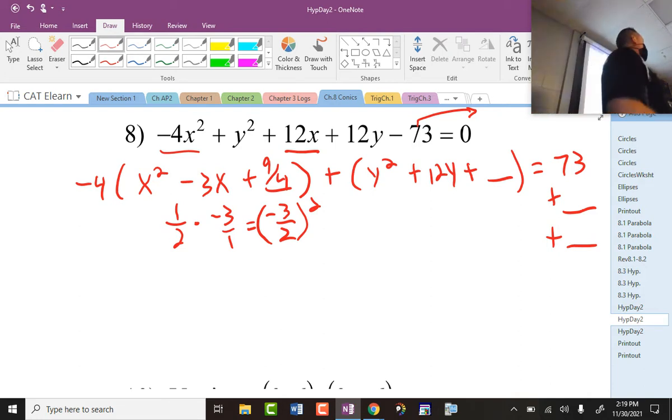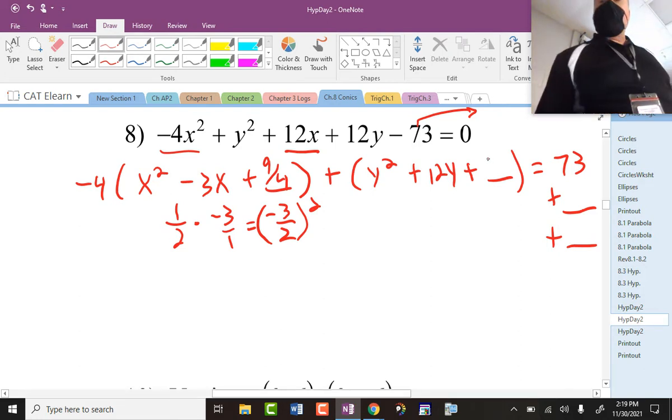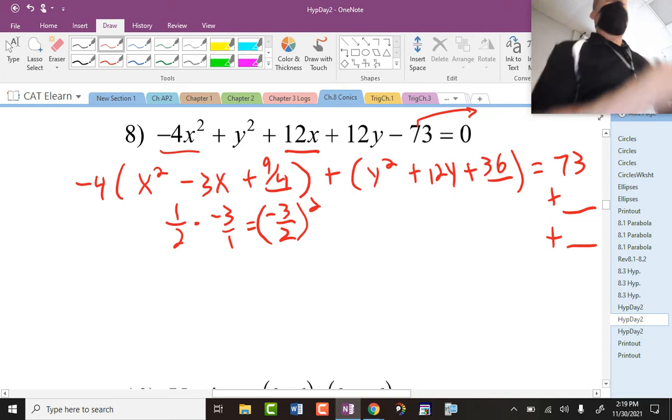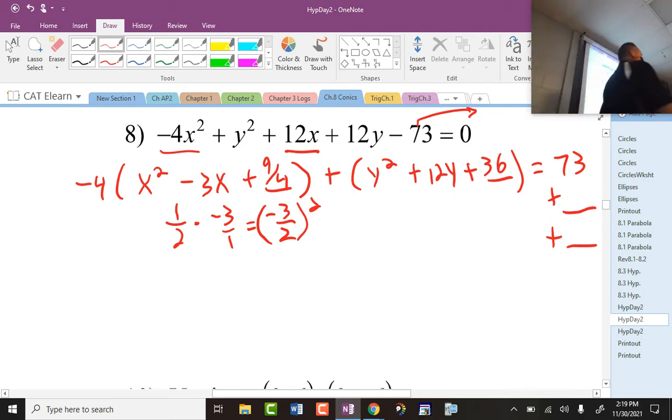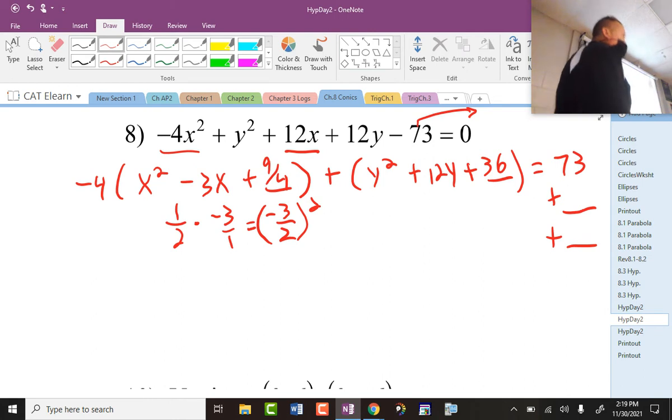Uh-oh, you know how to complete the square, right? What's the next blank? 36. You scared me there for a second. Oh, and then you're nervous about this one because here come these fractions again. Do you know what you actually added to the left side? What did you actually add when you take -4 times 9/4?